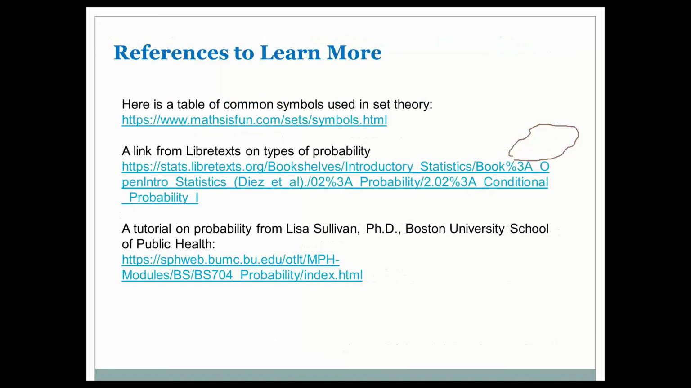Oh, already up to the references. I guess we covered it in about an hour today. I haven't really seen any questions coming in, but here's some references to learn more. Common symbols used in set theory, definitely look that up and take a look at those. Here's a link from LibreText on types of probability, which is very interesting to look at, and a tutorial on probability from Lisa Sullivan from Boston University School of Public Health. Very informative, and it's rather large. So if you really want to start getting into things and reading more about them, I would probably start there.